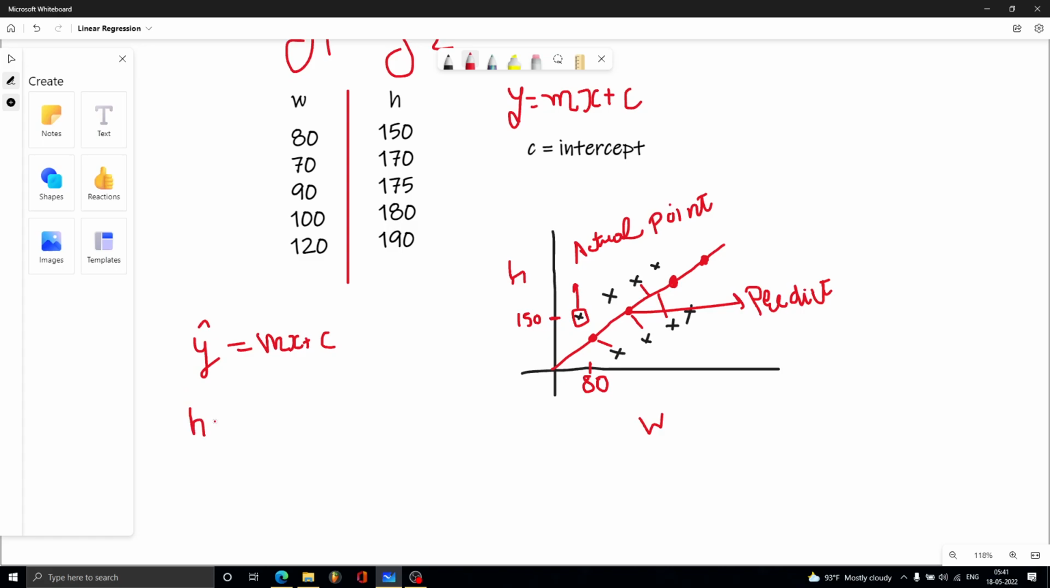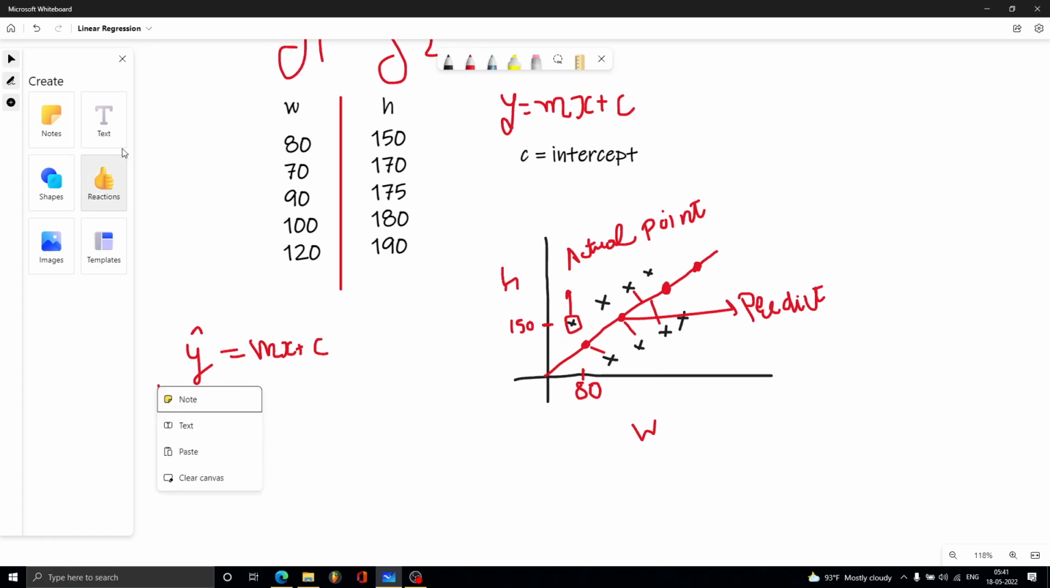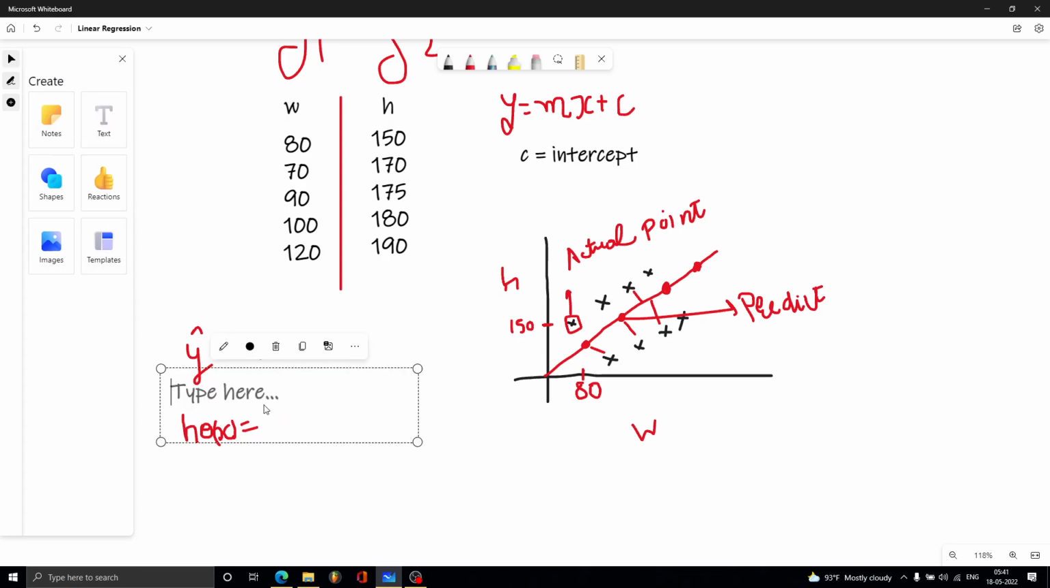What we use is h theta x equals, and what is h theta x? It is the hypothesis. I'll write it down later on. Let me write it this way, hypothesis.